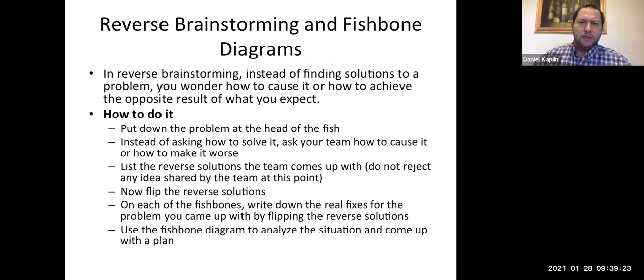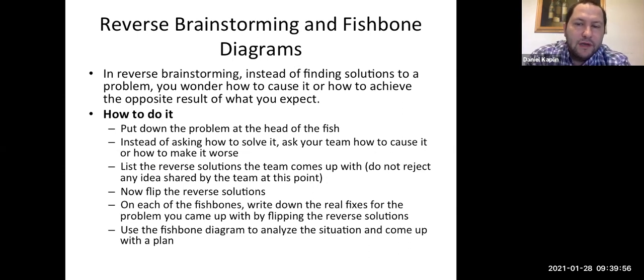So there are other ways to do it. So instead of having the diagrams that we talked about, you could also have a fishbone diagram, which is also known as reverse brainstorming. And in reverse brainstorming, instead of finding solutions to a problem, you wonder how to cause it or how to achieve the opposite result of what you expect. So you start by putting the problem at the head of the fish, and this will make more sense why it's called fishbone in a minute.